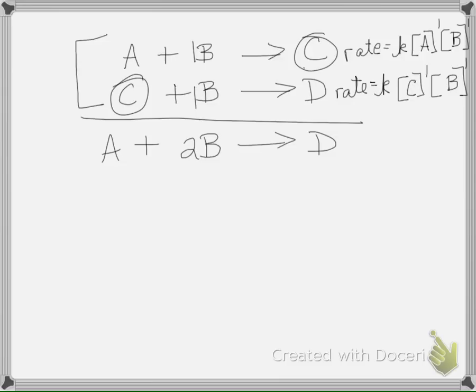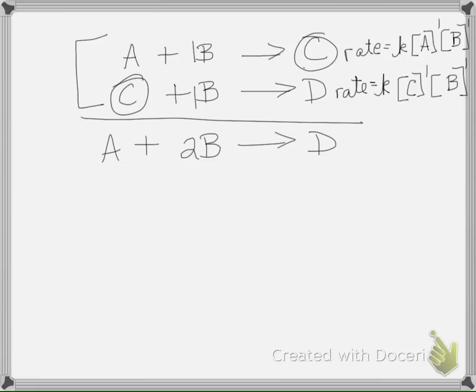This last part, though, A plus 2B makes D, y'all, that's still your overall equation. You cannot use the coefficients for that one because it is not identified as an elementary step. You still have to look at the data like we were practicing on last time.